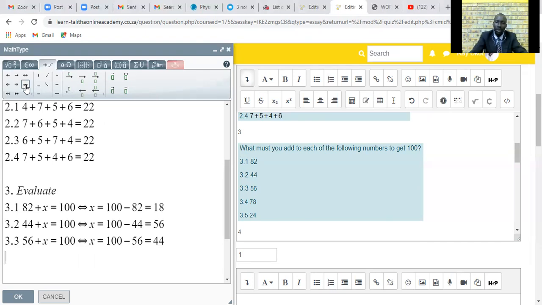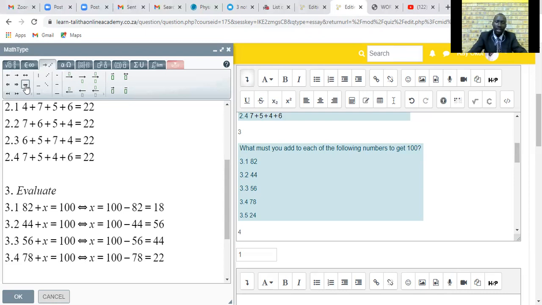Then for the other question, which is 3.4, what we have here is 78. So onto 78, that is what we want to add so that we get 100. Well, what is this quantity? This quantity is going to be 100 minus 78. What do we get there? Well, 100 minus 78 will give us 22.